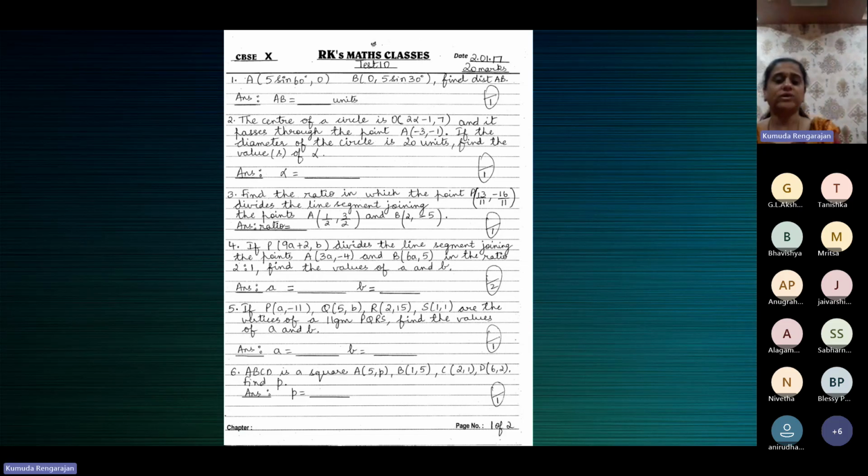We'll do the fifth one and wind up the session, children. Please try the fifth one. P, Q, R, S are the vertices of a parallelogram. Find the values of A and B.